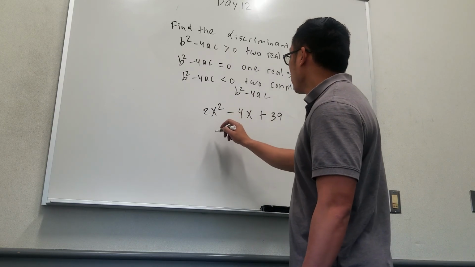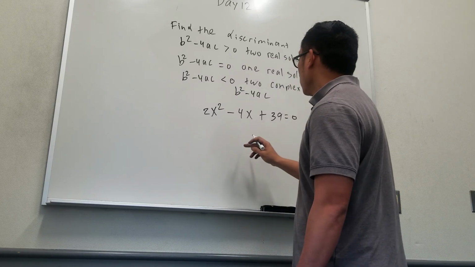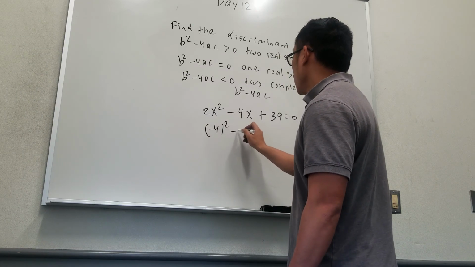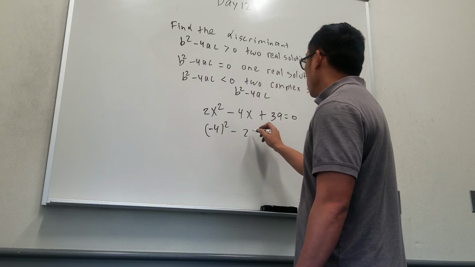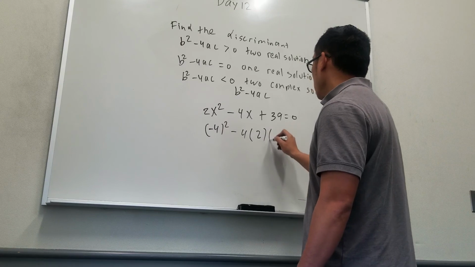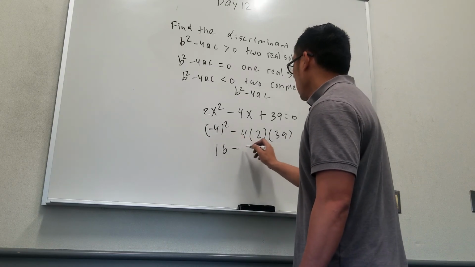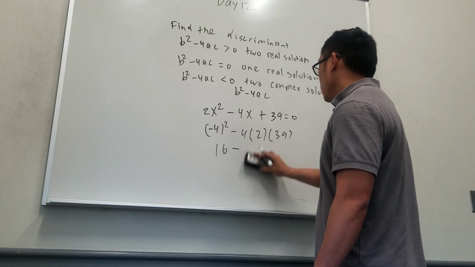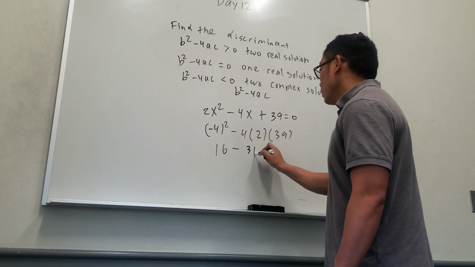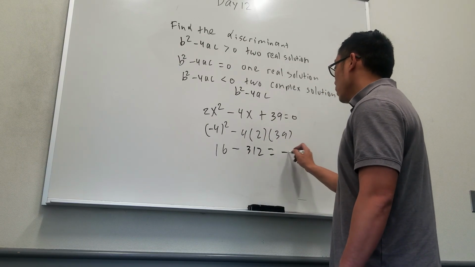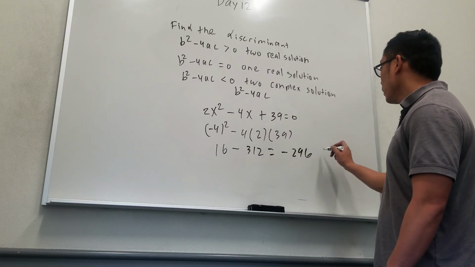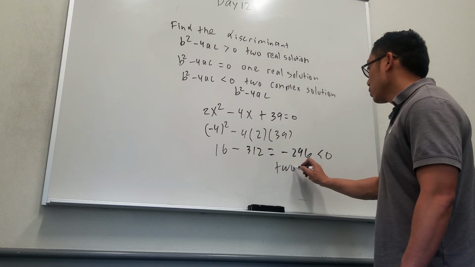You apply this, so it should be equal to 0. So b squared, that's negative 4 squared minus 4 times a times c. And a is what? A is 2, c is 39. We have 16 minus 8 times 39. What is 8 times 39? That's 8 times 40 is 320. 320 minus 8 is 312. Right? So this is negative 296. So you know this is a negative number. That means you have two complex solutions.